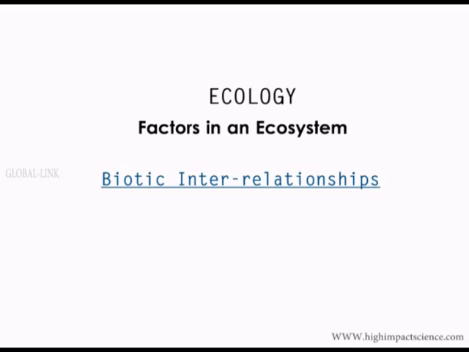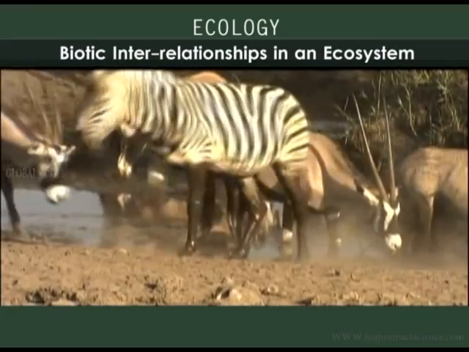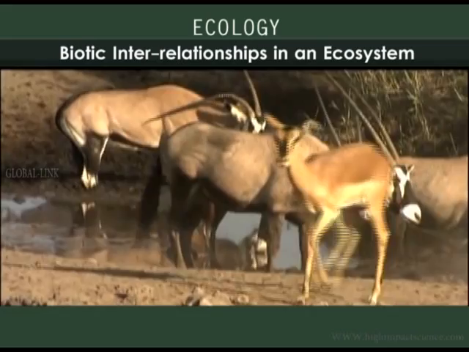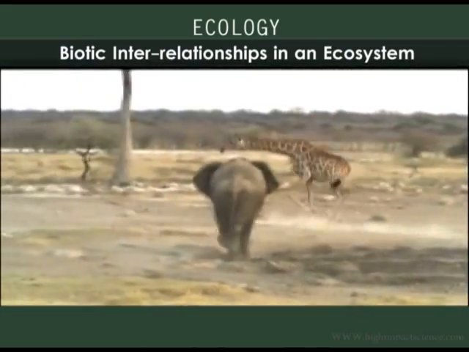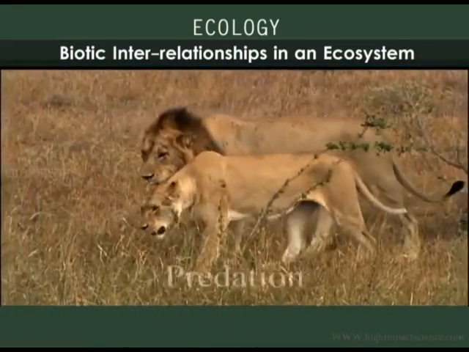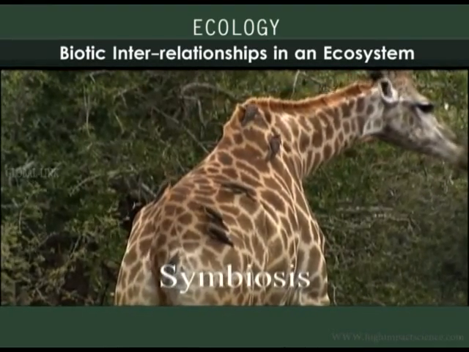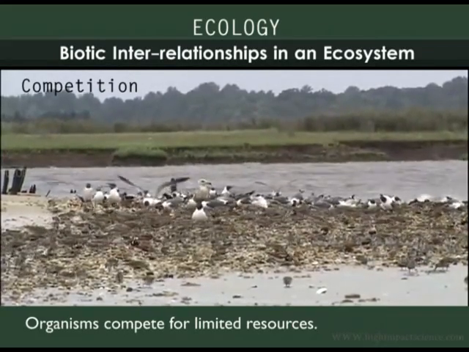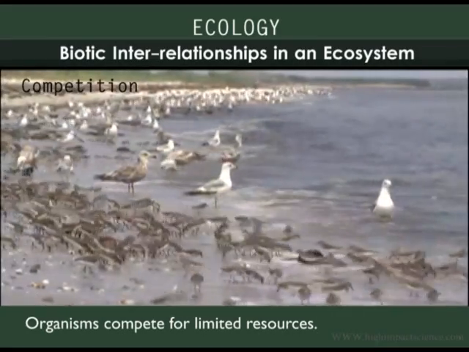Now we look at biotic interrelationships. Now, most species populations within an ecosystem have interacted with one another over a long period of time. The interactions that occur within a community fall into three major categories: competition, predation, and symbiosis. Competition is a kind of interaction in which organisms compete for limited resources. This may be intraspecific or interspecific.